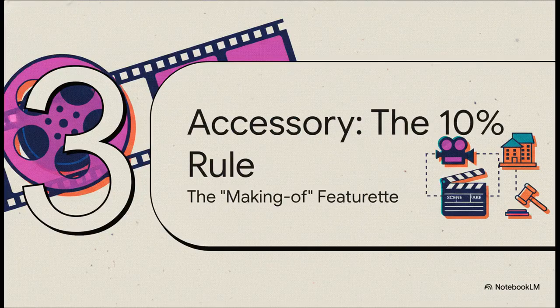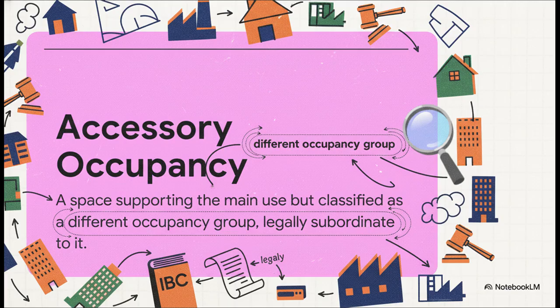Okay, now let's switch gears and bring in our second term, accessory occupancy. Now, if ancillary was the supporting actor, think of accessory as the making-of documentary on a Blu-ray. It's totally related to the main film, but legally, it's its own separate thing. The relationship here isn't about function anymore. Now we're talking about law and code. The phrase you need to burn into your memory is different occupancy group. This is the number one most important thing. We are not talking about how a space works anymore. We're talking about how the building code classifies that space.